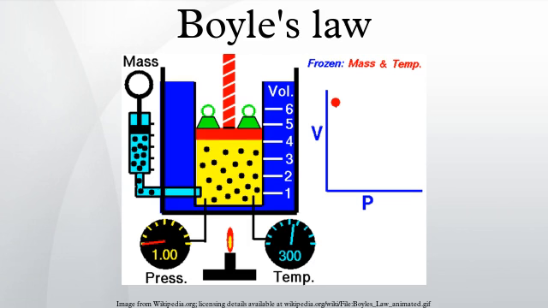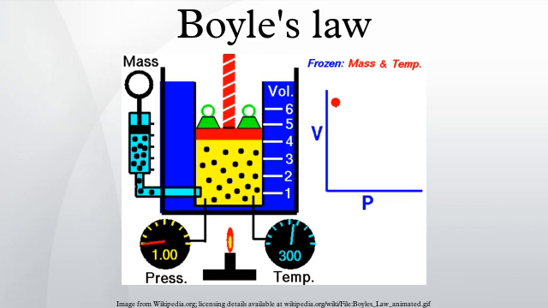Boyle's law is an experimental gas law which describes how the pressure of a gas tends to decrease as the volume of a gas increases. A modern statement of Boyle's law is: the absolute pressure exerted by a given mass of an ideal gas is inversely proportional to the volume it occupies if the temperature and amount of gas remain unchanged within a closed system.